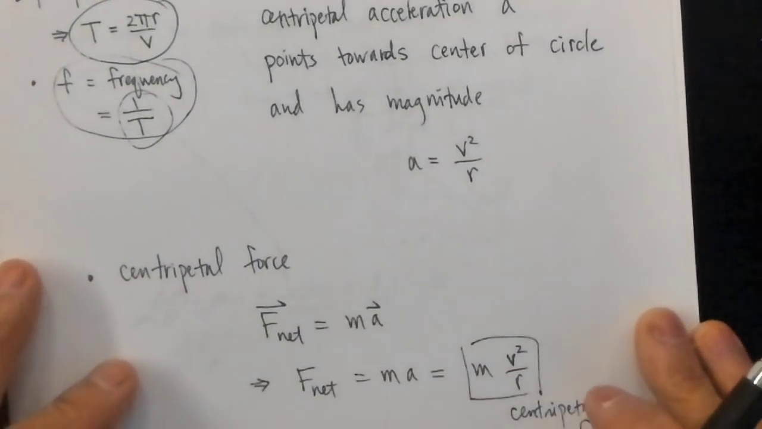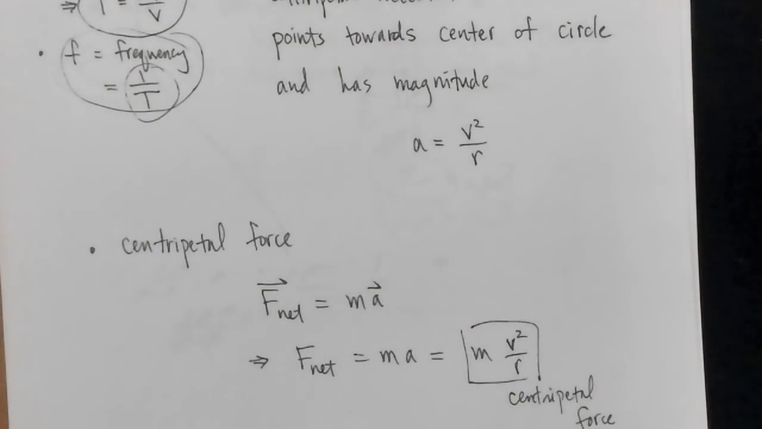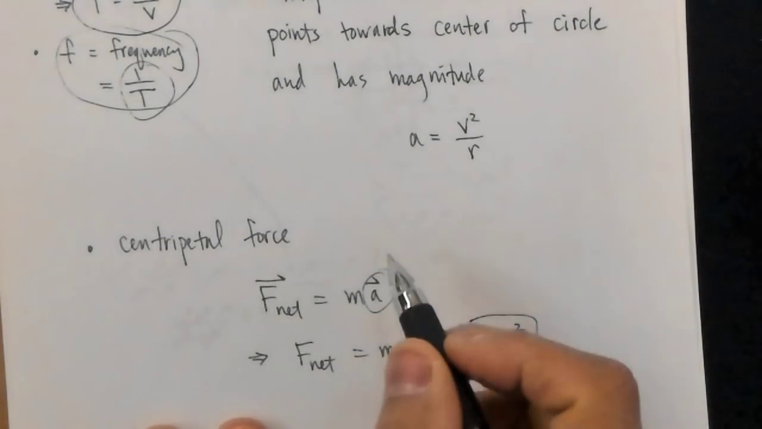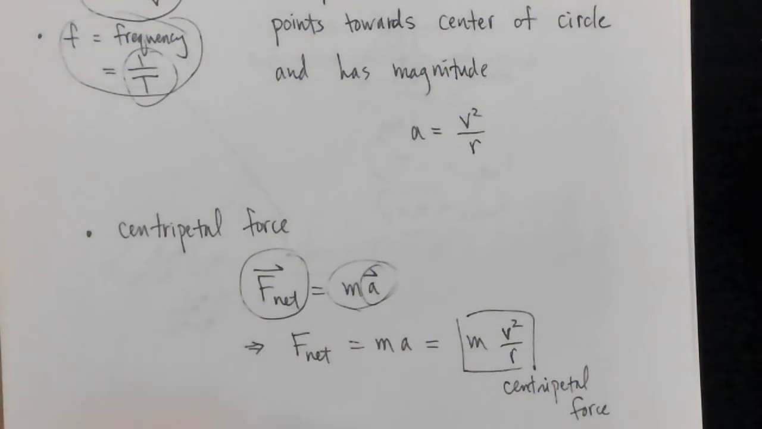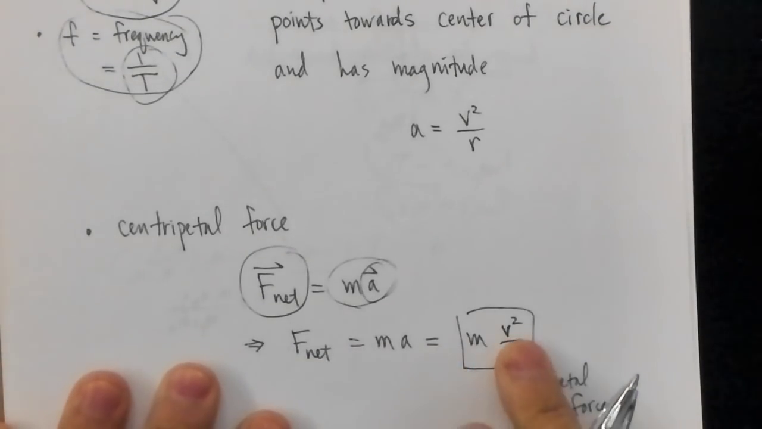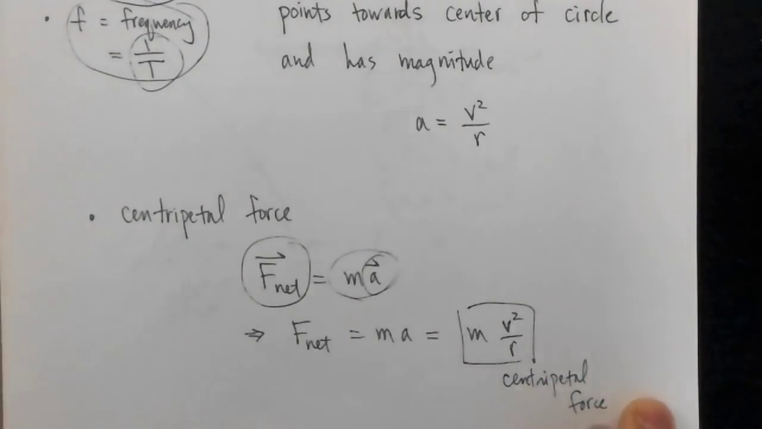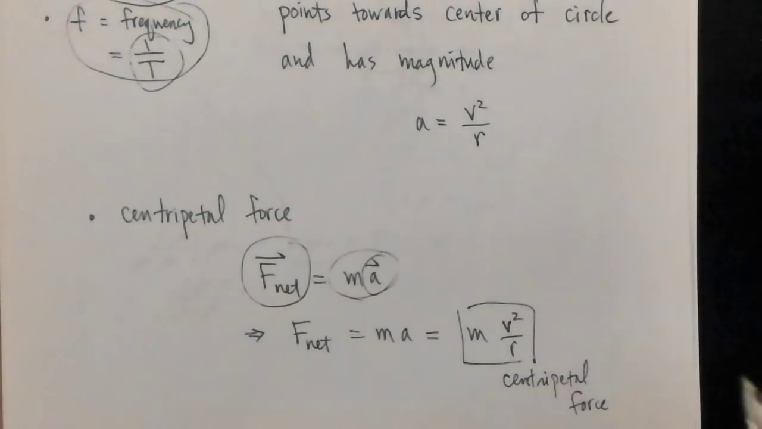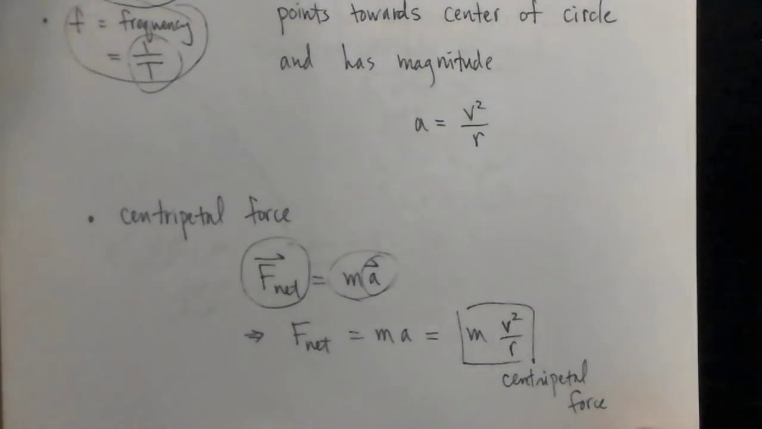Now, we have a centripetal force. In order for the particle to go around the circle with uniform circular motion, we need an acceleration a. So the net force by Newton's second law is m times a. Looking at the magnitude, the net force is m times a, which is m times v squared over r. This is what we call the centripetal force. It's just the force required to keep the object going in a circle with uniform speed, and it points towards the center of the circle, just like acceleration. Any questions about this?